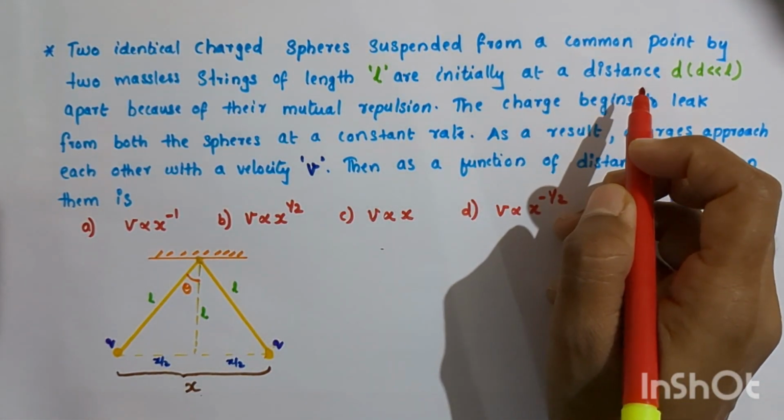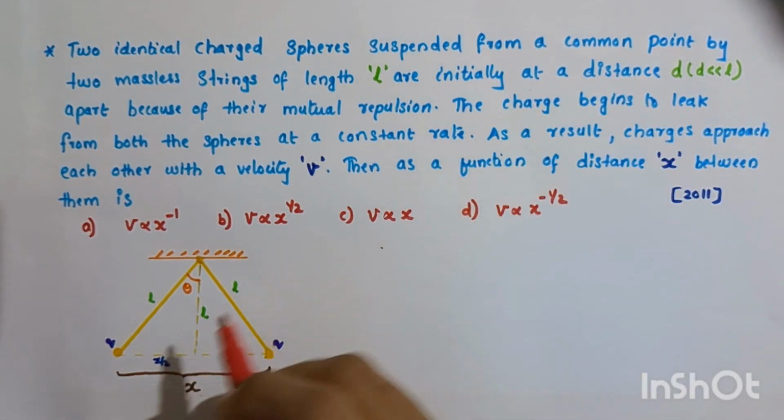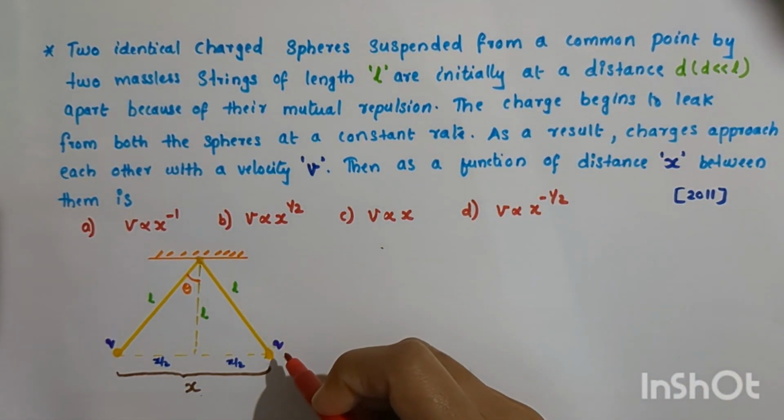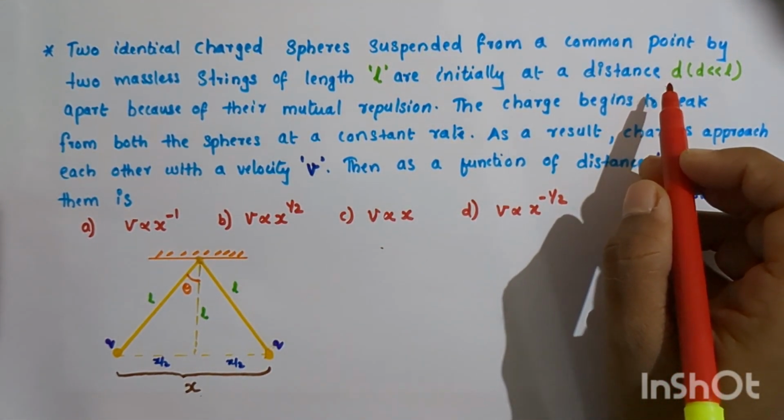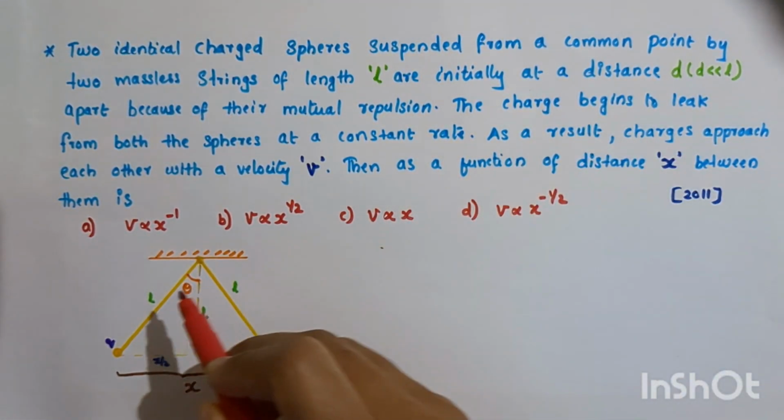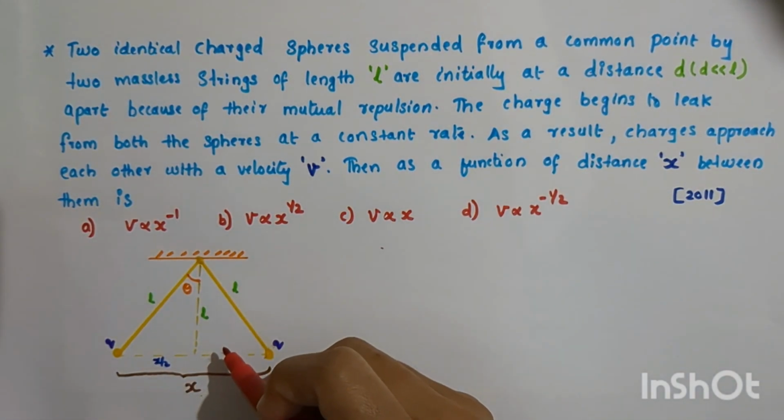Initially they are at a distance d. You see both are identical charged spheres, so both will have the same nature of charges. Then there will be a force of repulsion between them. So there is a distance between them which is given as d, the initial distance. Now you see, L is the length of the pendulum.